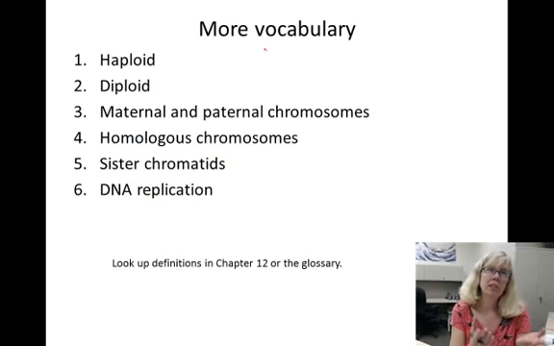Okay, we've added several additional terms to your vocabulary list, so take a minute to write out the definitions of each and make sure that you're comfortable with them. Haploid, diploid, maternal and paternal chromosomes, homologous chromosomes, sister chromatids, and DNA replication.